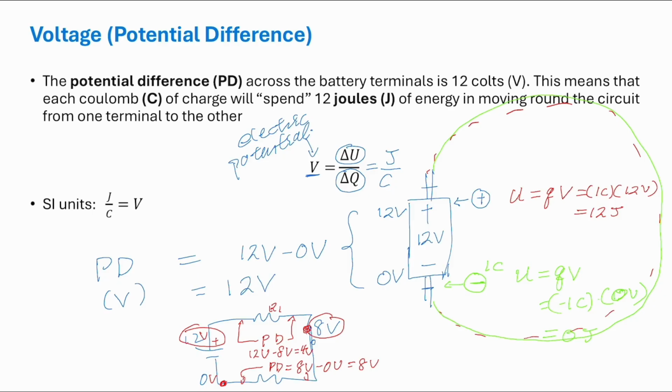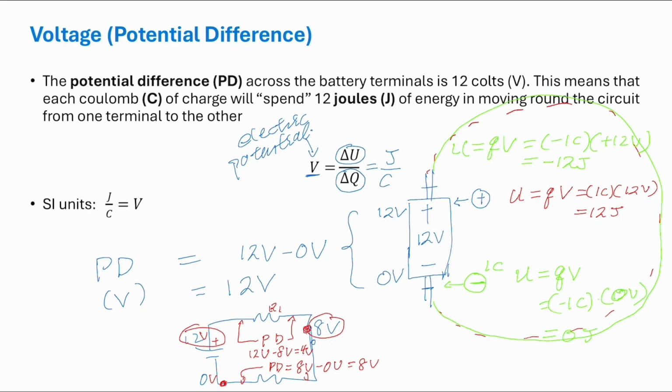So at this point, for the negative charge, the energy U is QV, and Q is -1 coulomb because this is negative charge. V is positive 12 volt. You see the positive negative doesn't change, but the energy changes because your charge is negative. So your energy becomes -12 joule.